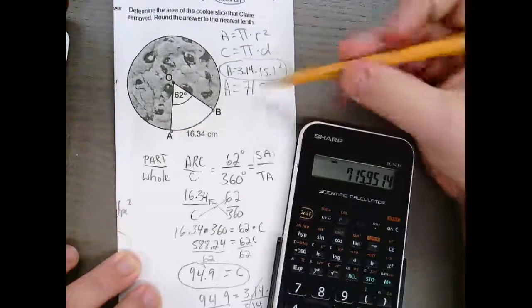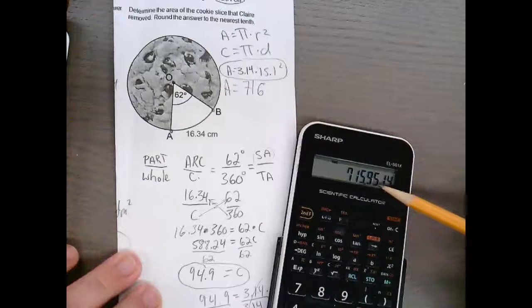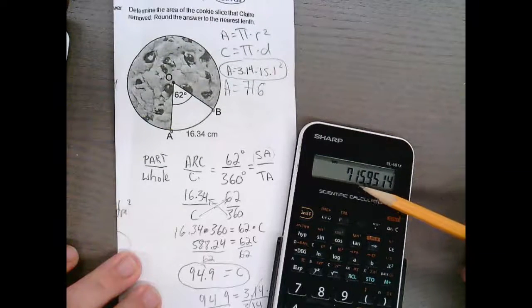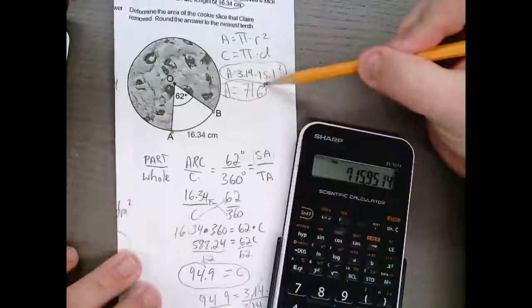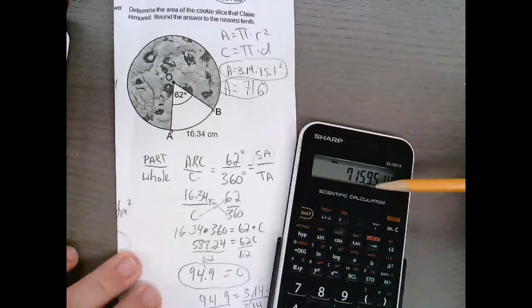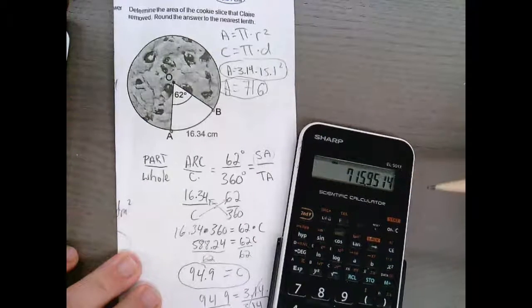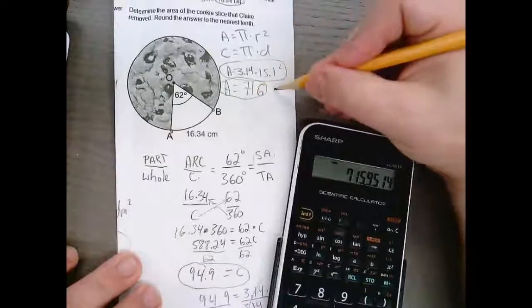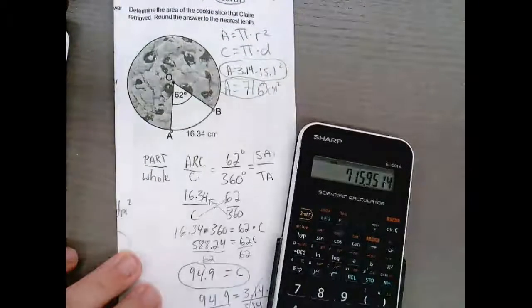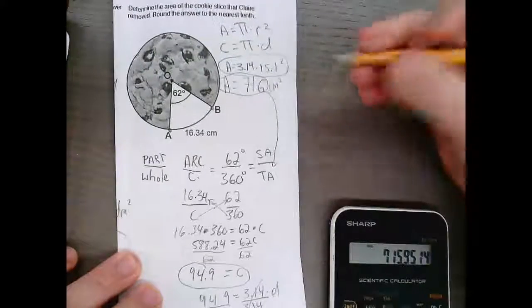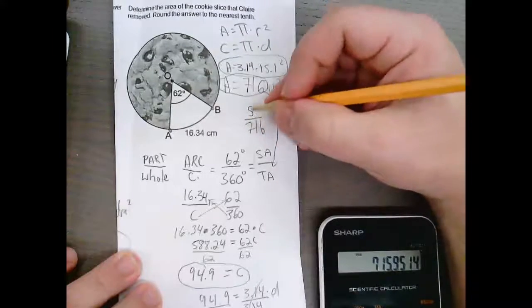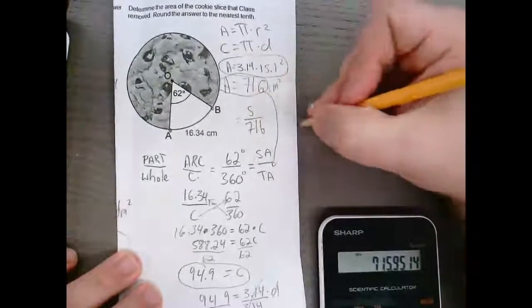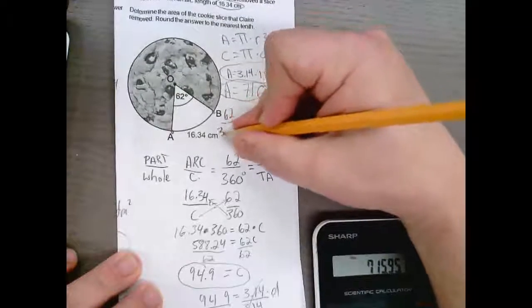715.95, so I better round it to 716, because once I start rounding, I look next door, it's 5 or greater, it goes up, and it's going to go up to 6 anyways. All right, so the area is 716 centimeters squared. So we're almost done. Last step. We take this guy, we put it in there. We don't know the sector area, over top of the total area. We got 62 over 360.